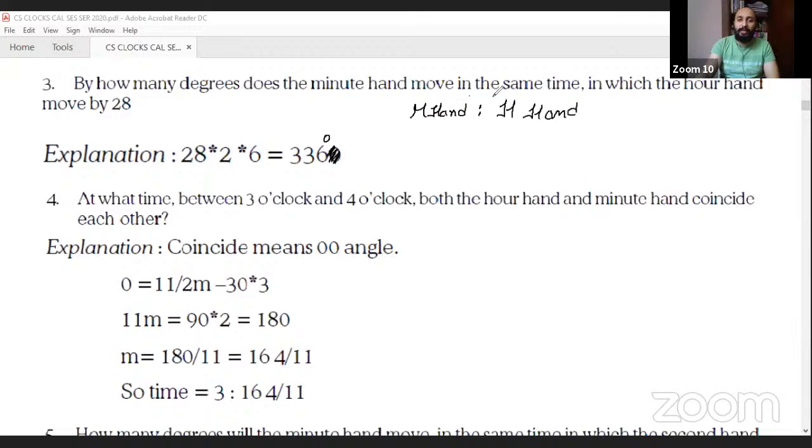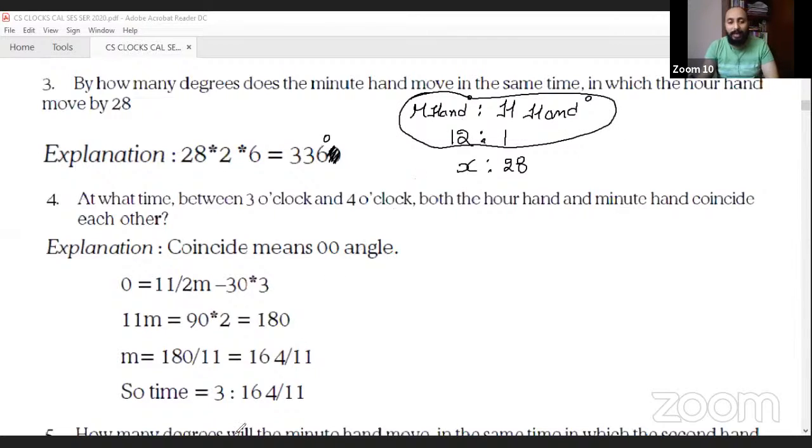Degree ratio, minute hand degree to hour hand degree: I can say the minute hand is 12 is to 1. So if this is 28 degree, what is the x value? If you do the cross multiplication, you will get the answer. So this is the ratio I can give you. Please take down the minute hand degree and hour hand degree ratio, which is 12 is to 1.